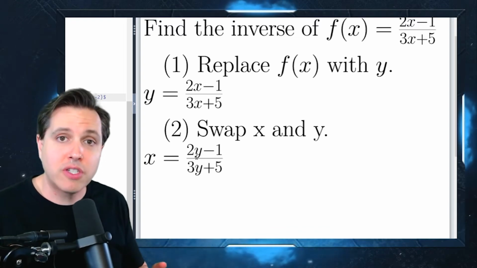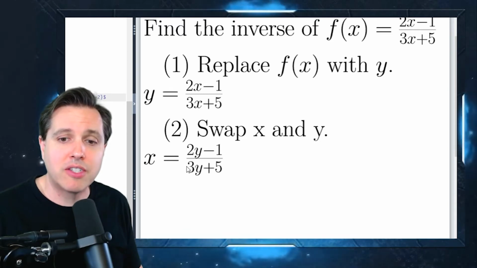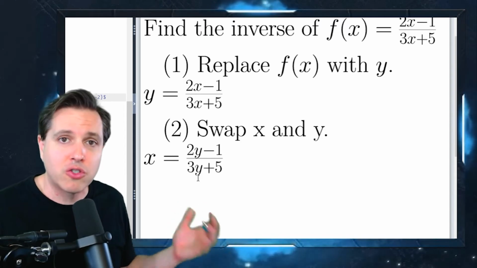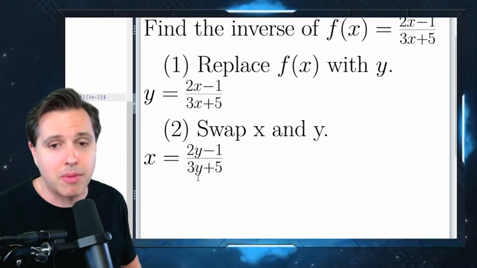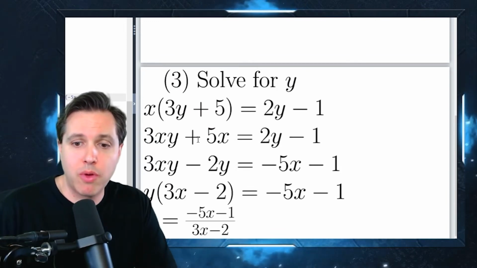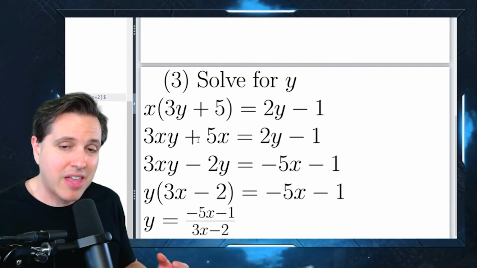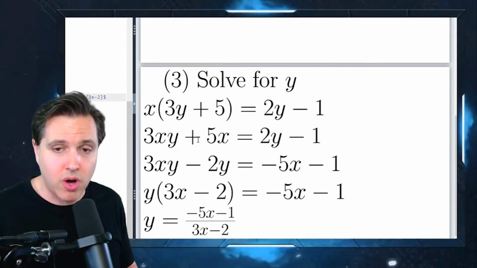So the first step is to multiply both sides of the equation by this denominator, 3y plus 5, because that solves one of our problems. If we're trying to solve for a variable that's in the denominator, we need to get it out of the denominator. So that's what we do here. We take that equation and multiply both sides by 3y plus 5.